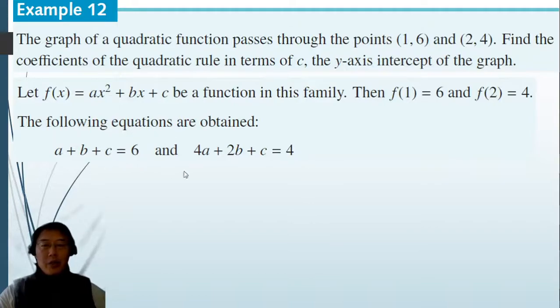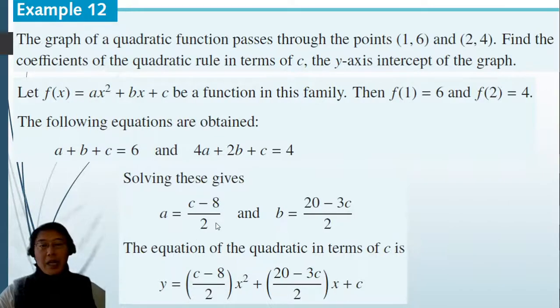So you end up with those 2 equations. What we need to do is eliminate or substitute a or b, as we want to keep c as a parameter. And we end up with those 2 expressions of a and b, and we can substitute that back into the final quadratic equation. So now the quadratic equation here, as c is a parameter, is a family of parabolas.